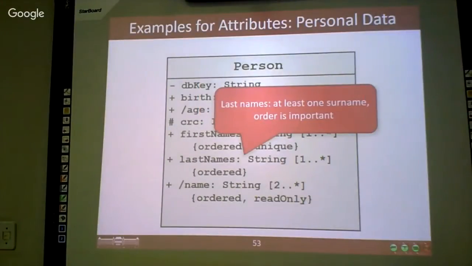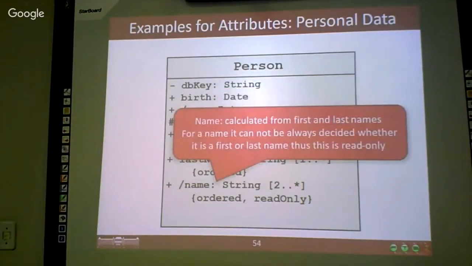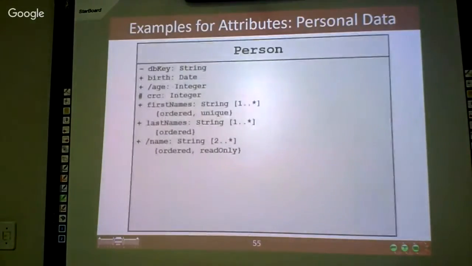Last names, there is also at least one surname, and also the order is important. And the name is calculated from the first and last names, and for a name it cannot always be decided whether it is a first or last name, so it is read only. And you can see that the multiplicity is at least 2, because the multiplicity of both the first names and last name was 1.